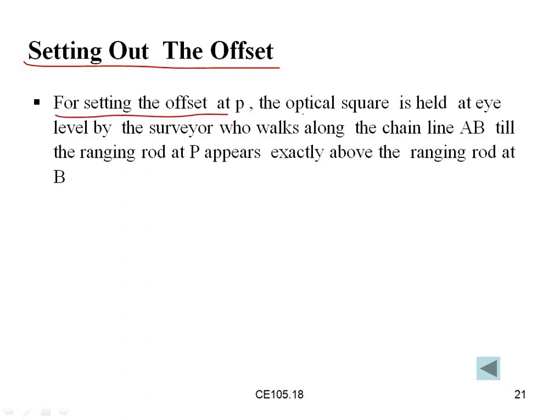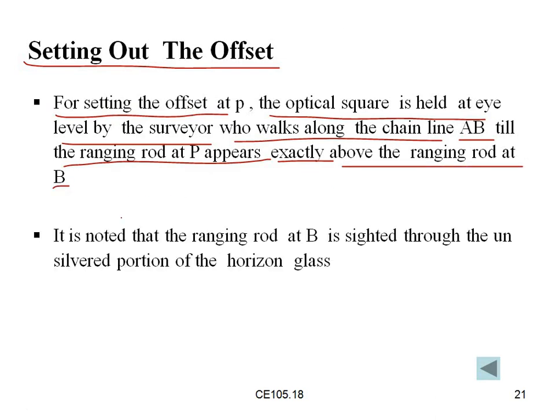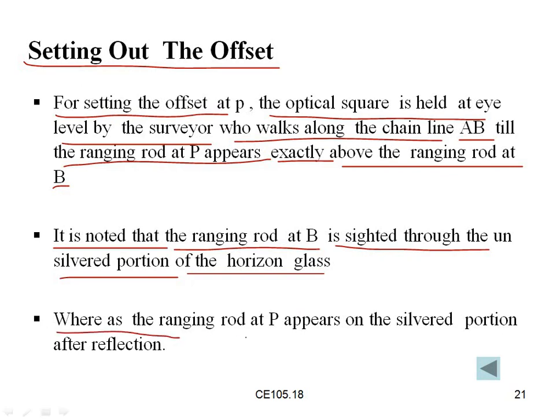For setting the offset at P, the optical square is held at eye level by the surveyor, who walks along the chain line AB till the ranging rod at P appears exactly above the ranging rod at B. It is noted that the ranging rod at B is sighted through the unsilvered portion of the horizon glass, whereas the ranging rod at P appears on the silvered portion after reflection.